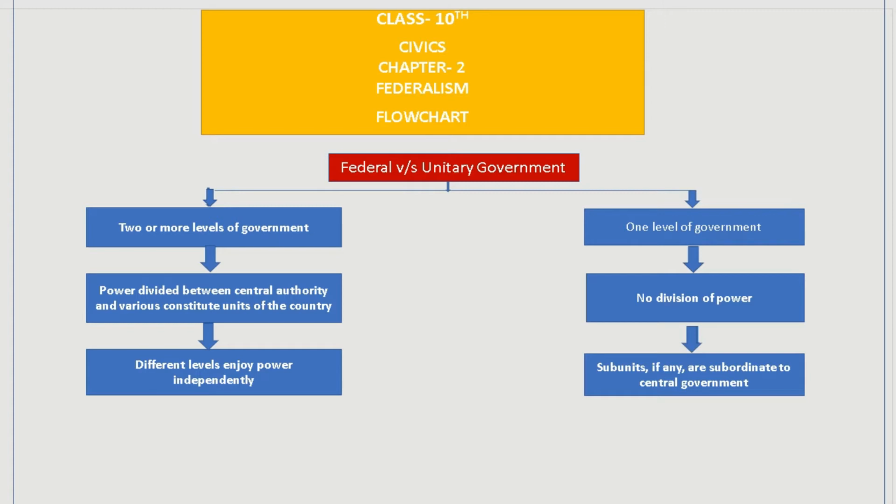Second, coming to the unitary form of government. Here you will find only one level of government. Second, there is no division of power. Third, if any subunit is there, it becomes subordinate to the central government.